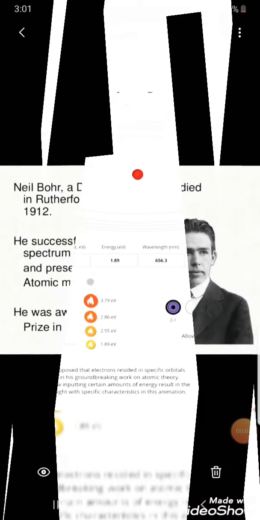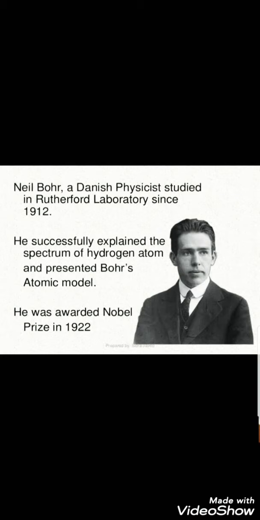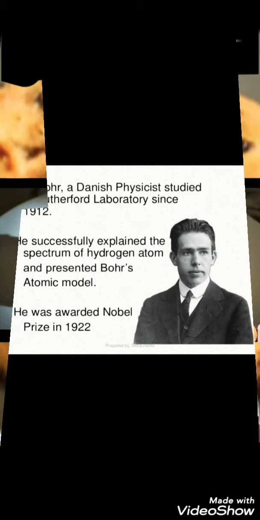For his contributions, Niels Bohr was awarded the Nobel Prize in 1922 because he successfully explained the spectrum of the hydrogen atom and presented Bohr's atomic model. Now let me show you a comparison between the plum pudding model, Rutherford's atomic model, and Niels Bohr's model.